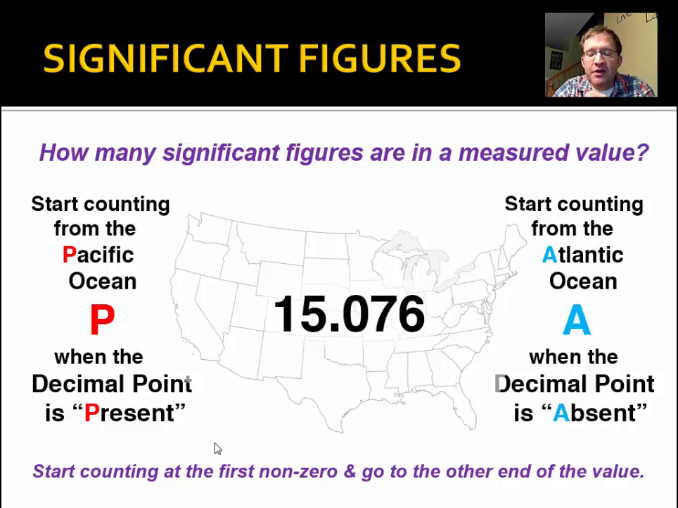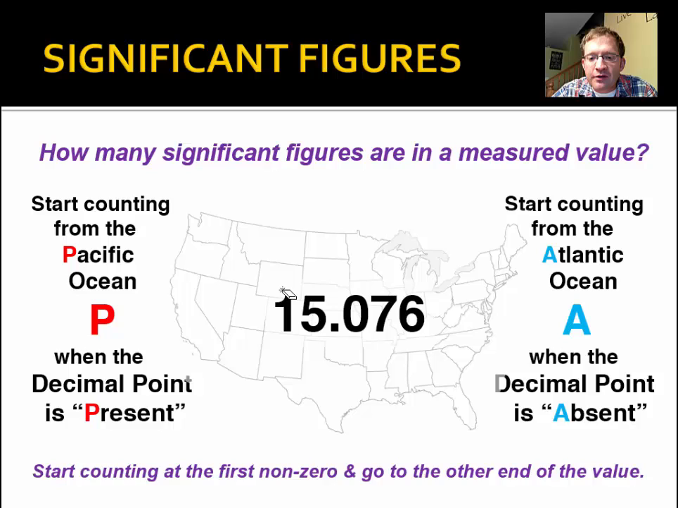So here's a good example, 15.076. The decimal point is present. You can see it right there in the middle of the number, right? So we've got this decimal point here, 15 point, there it is, 076. So as we start looking at counting significant figures in this value, we'll start from the Pacific side, from the left side of the number, and go from there. We won't start from the other side, the Atlantic side.